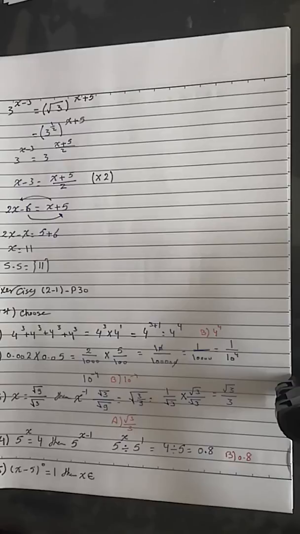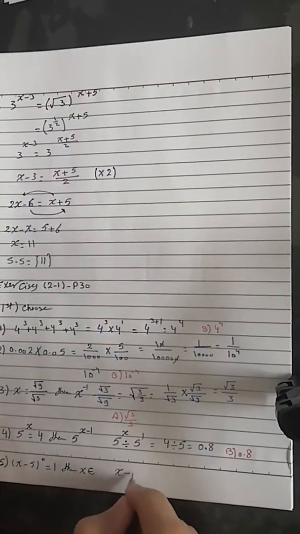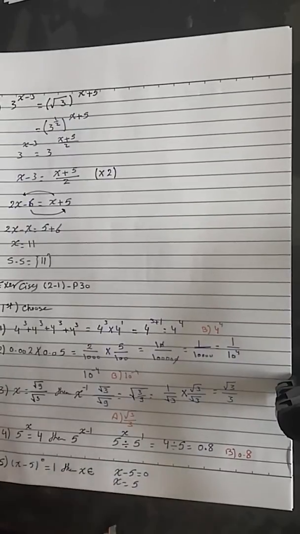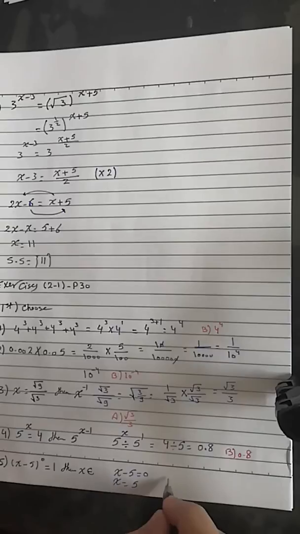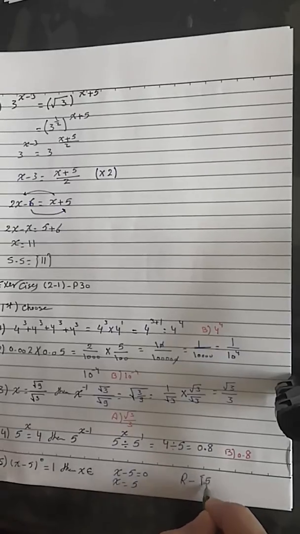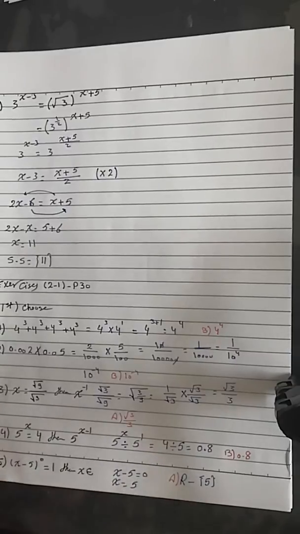If I make it 0, then x will be 5. If x equals 5, it will be wrong. Then x belongs to R difference 5. So the answer is A, R difference 5.